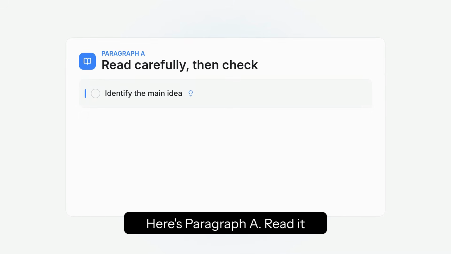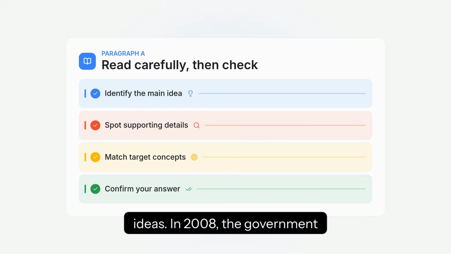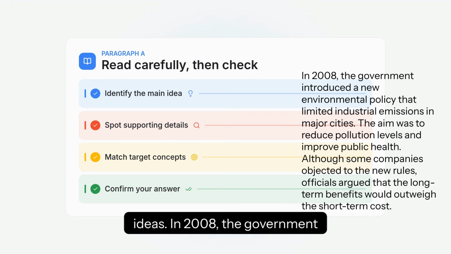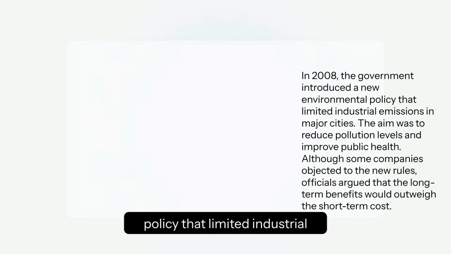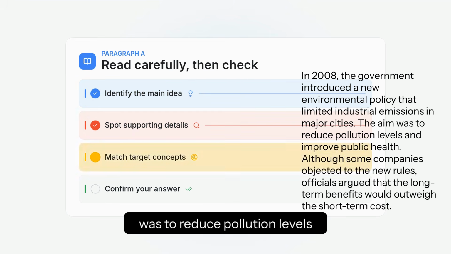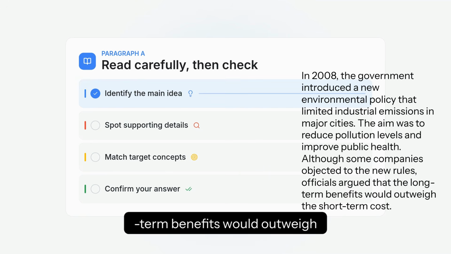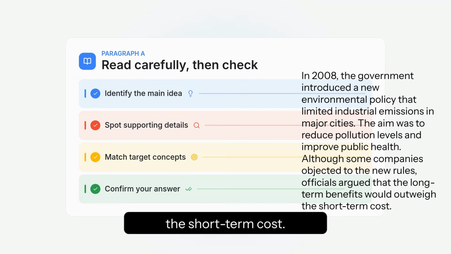Here's paragraph A. Read it carefully and see whether it contains one of those target ideas. In 2008, the government introduced a new environmental policy that limited industrial emissions in major cities. The aim was to reduce pollution levels and improve public health. Although some companies objected to the new rules, officials argued that the long-term benefits would outweigh the short-term cost.